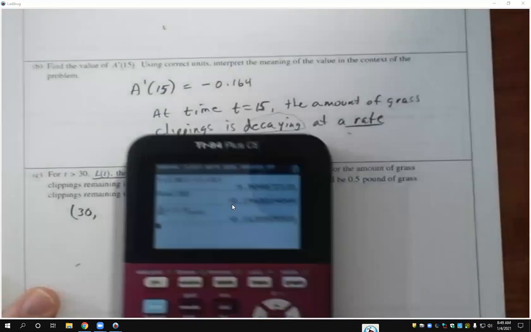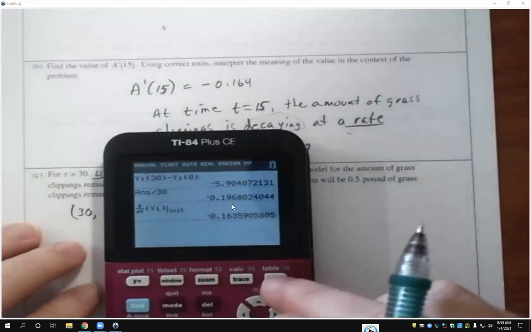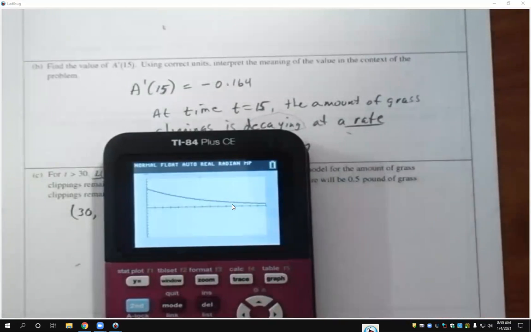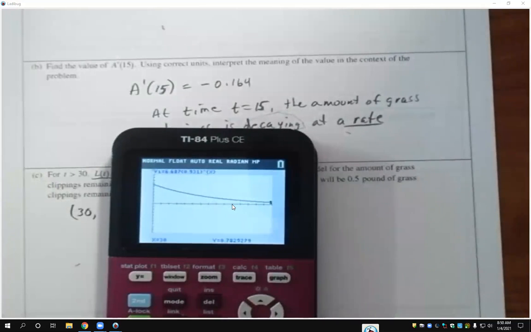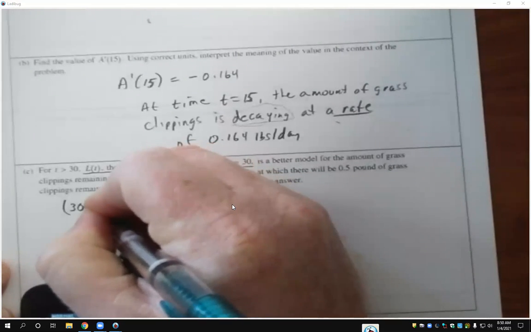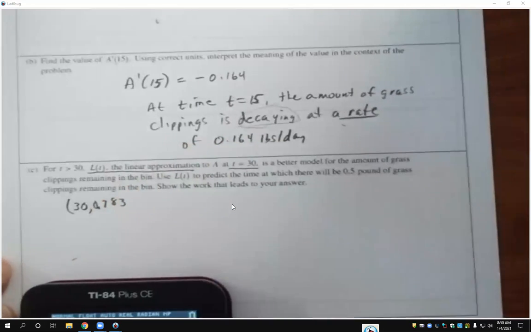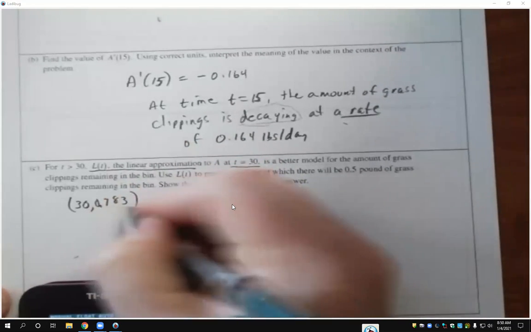So we can go to our graph, and I already put in the window from 0 to 30, and we can trace at 30. It tells us it's 0.782927-ish. So we're going to call this 0.783. And there's our point.